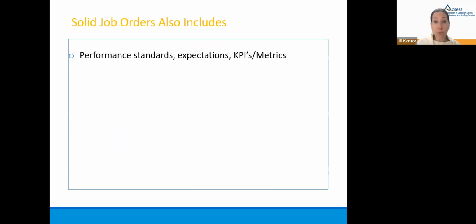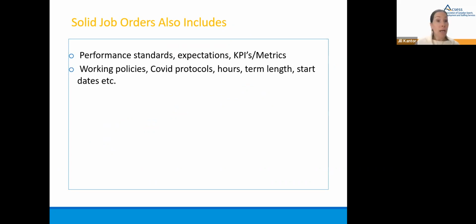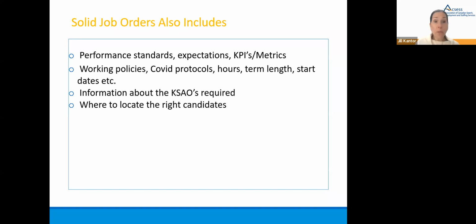A solid job order is also going to include a variety of other things. Maybe it's around their performance standards. What are the expectations? Obviously, maybe there are policies, maybe there are still some COVID protocols in place. What are their hours and terms? What about the information about the knowledge, skills, attributes, and where they think we're going to find the right person? And it's okay to ask that question. I've had a lot of people say, well, I'm not going to ask that question because I should be the one that comes to the table knowing how to locate the right people. But sometimes we don't know what we don't know.